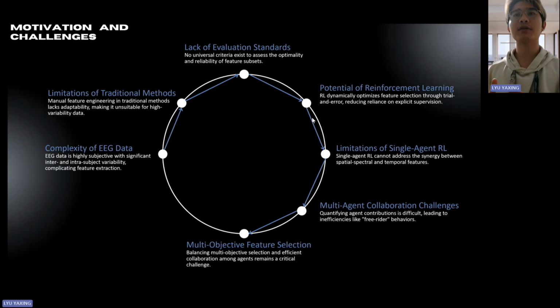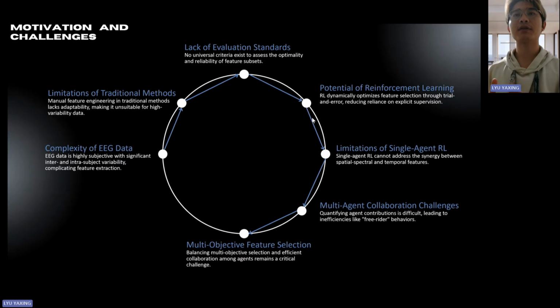Two, methods. The MARS framework consists of three main steps. First, feature extraction. EEGNet is used to extract features from EEG signals via spatial and temporal convolutional layers, generating a low-dimension feature map F0. The feature map contains two dimensions, spatial information and temporal information, forming the foundation for subsequent feature selection.